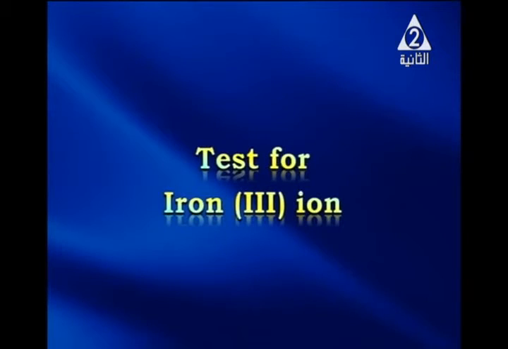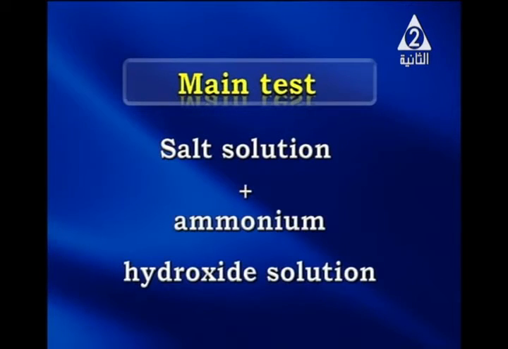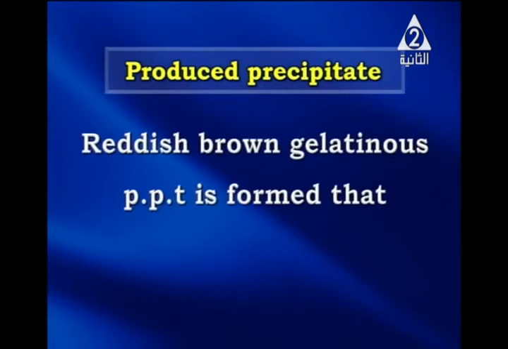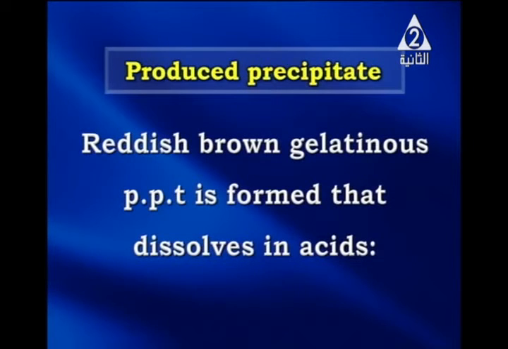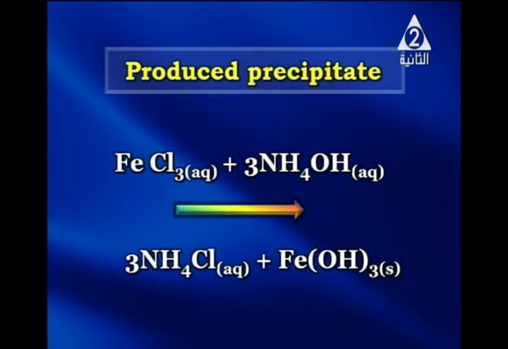Now, my dear students, we are going to discuss the third cation of the third analytical group, which is iron 3 ion or Fe3+. Here the main test is the salt solution plus ammonium hydroxide solution. Here a reddish brown precipitate of iron 3 hydroxide is formed, which dissolves in acids. As the equation appears on the screen, iron 3 chloride reacts with ammonium hydroxide solution. It gives ammonium chloride aqueous solution and reddish brown precipitate of iron 3 hydroxide.